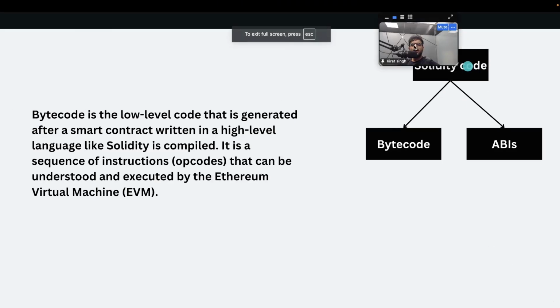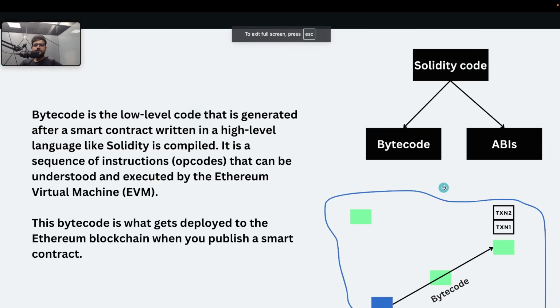So if you have Solidity code, you can convert it into bytecode. This bytecode is what gets deployed to the Ethereum blockchain when you publish a smart contract. When you publish a smart contract, you are not sending them your Solidity code. What gets stored on the blockchain is just the bytecode.